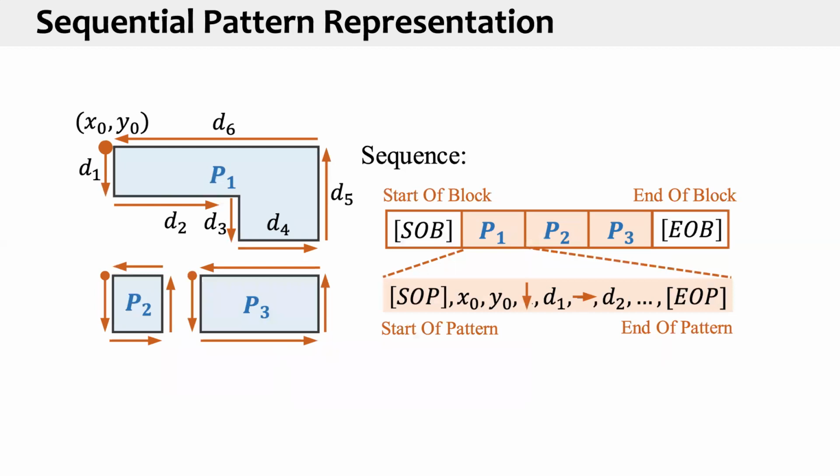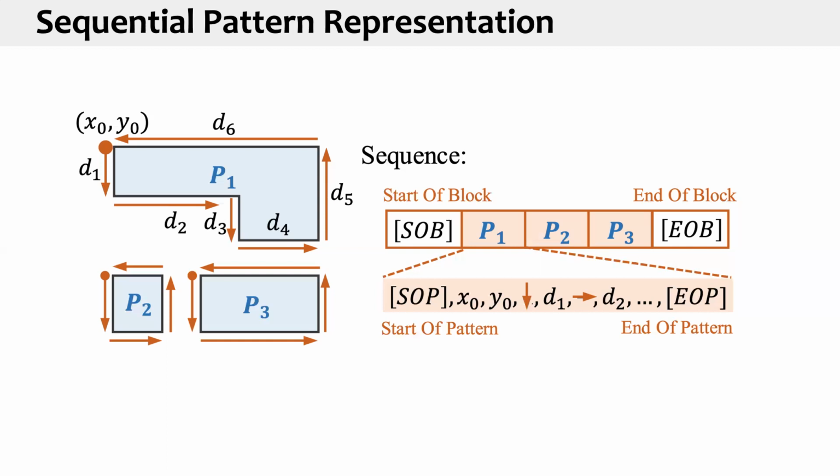Specifically, each polygon is identified with a pair of SOP and EOP tokens indicating the start and the end of the pattern sequence, respectively. The starting point (x0, y0) is the upper left corner of the polygon. We define 4 directional tokens to represent the directions of up, down, left and right. Each of the directional tokens is followed by an offset value indicating the length of the edge. The coordinates of the starting point and the offsets are discretized into integers.